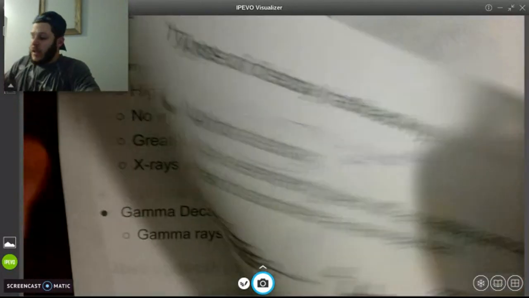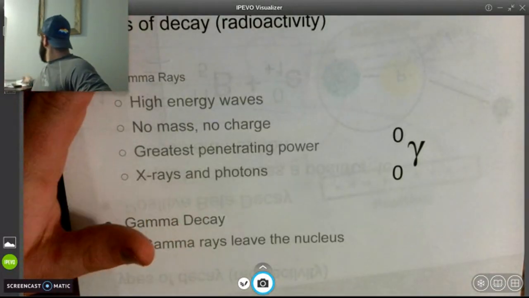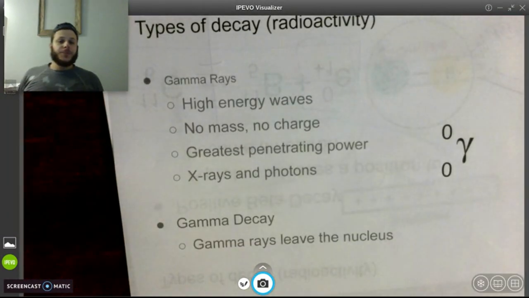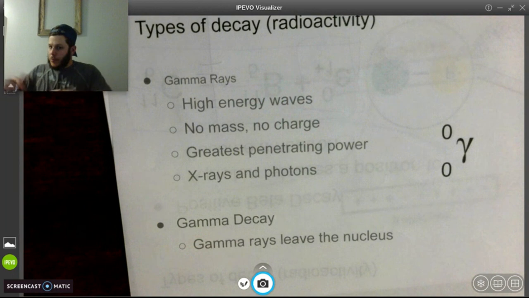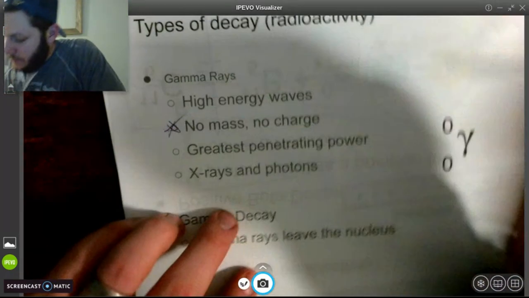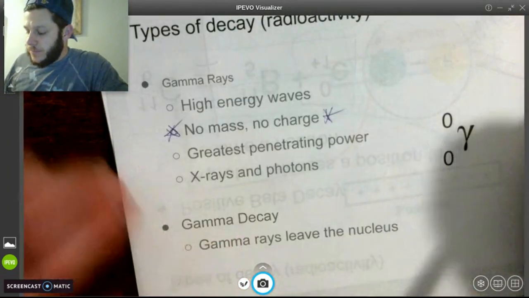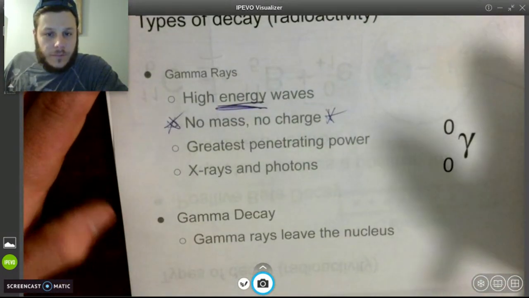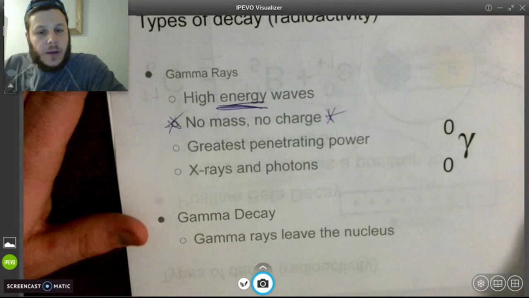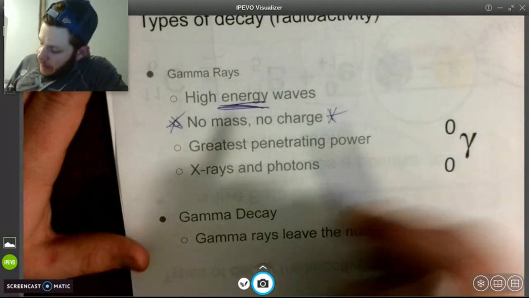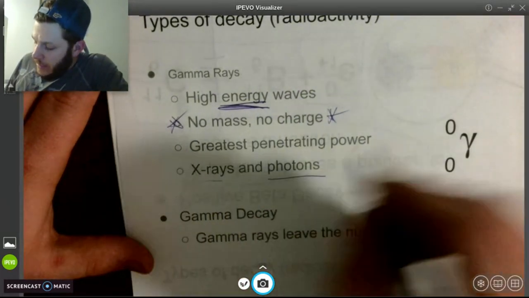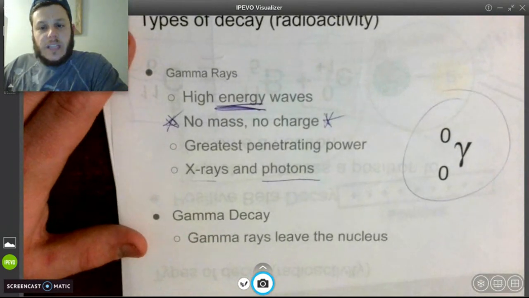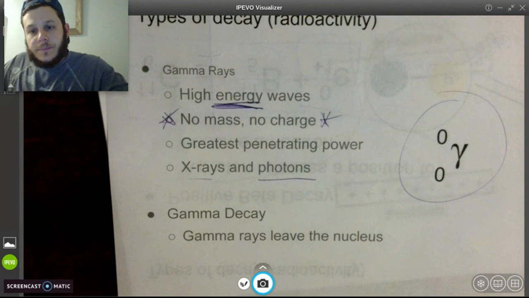So, gamma rays. High energy. No mass. No charge. Just energy. They have the greatest penetrating power. These types of things are X-rays and photons. The symbol, which is also on table O, is right there. It's a little Greek letter gamma.